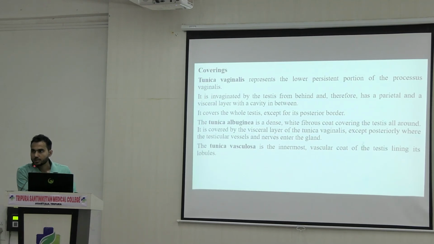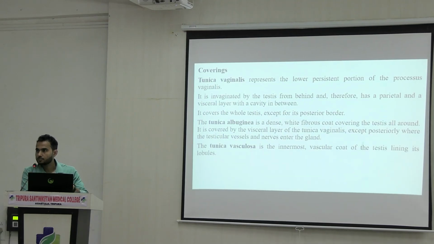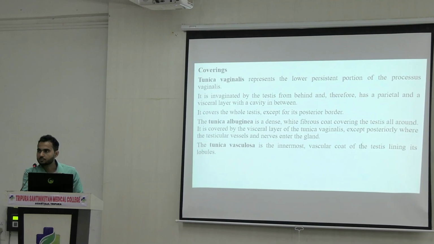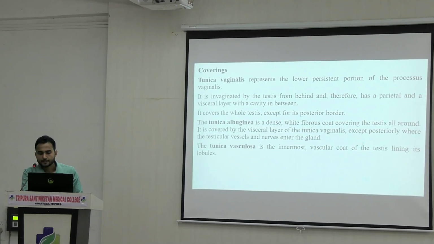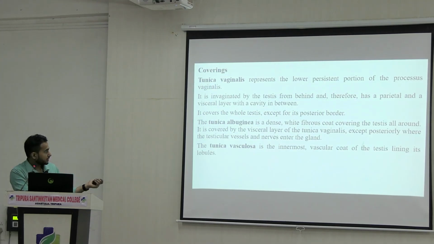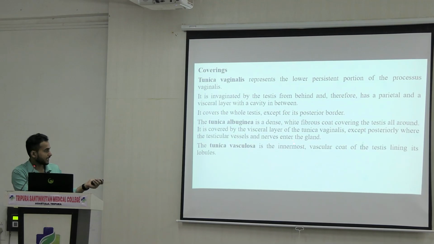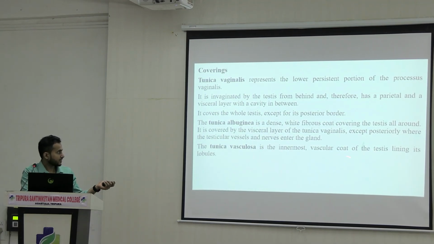Next, the tunica albuginea. As I said, the tunica albuginea is a white fibrous coat covering all around the testis. The inner part of the tunica albuginea is covered by the visceral layer of the tunica vaginalis. Except posteriorly. Why is it not present posteriorly? Because the blood vessels and nerves have to enter the gland. And the innermost layer is the tunica vasculosa, the vascular coat of the testis lining the lobules.